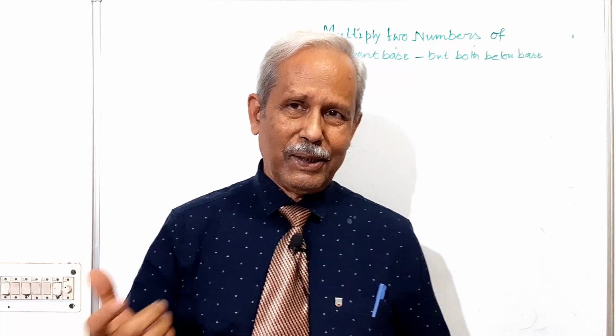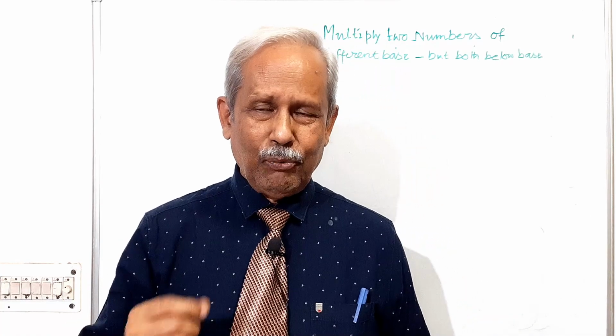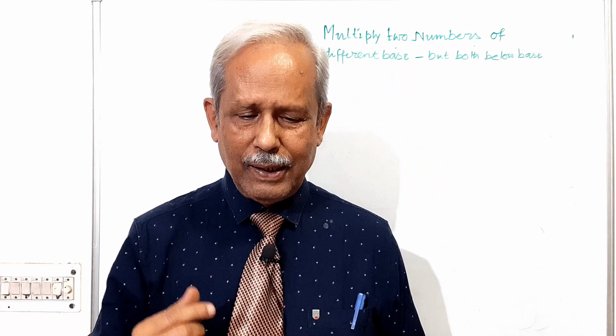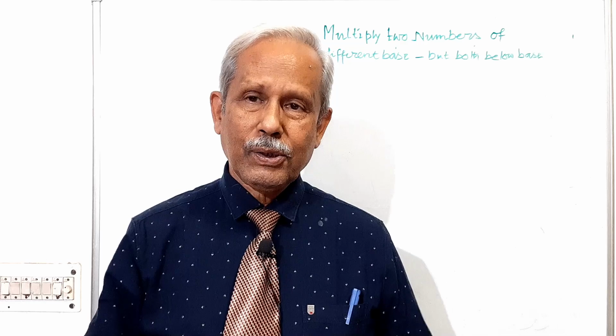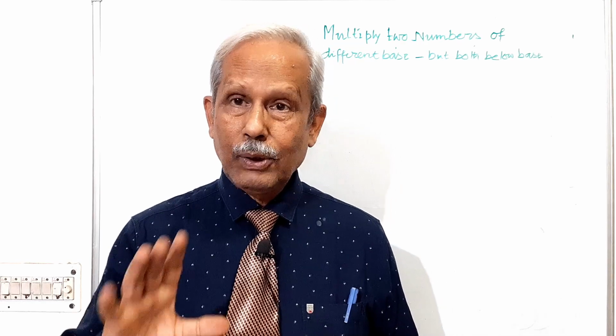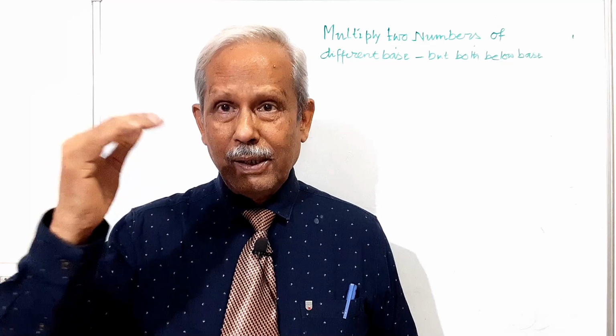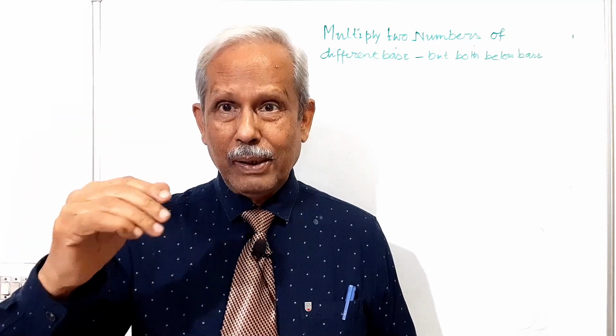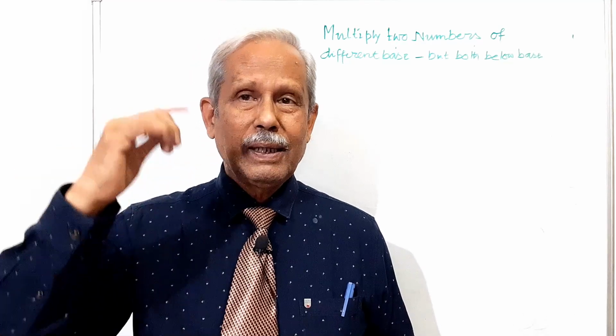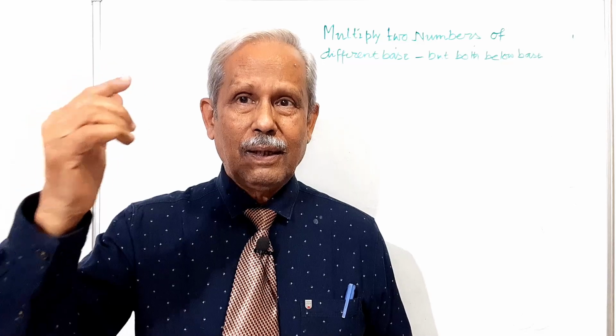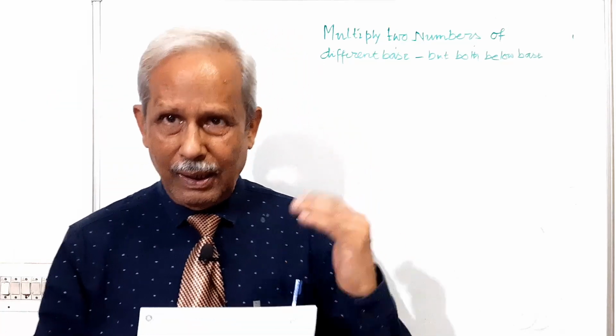So let's start with a new session today. But before that, what we did last time. Last time we had done multiplication of two numbers when they are above and below the same base. Their base is the same. One is above the base and the other is below the base. That's what we have done last time.